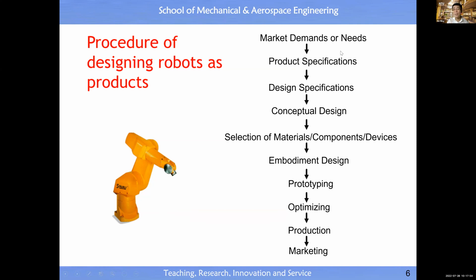Product specification basically means the need from the user. Why the user will buy your robot. So after that, for each need, what should be the solution? For each solution, what should be the condition, parameter, performance, specification, etc. That should be the design specification.